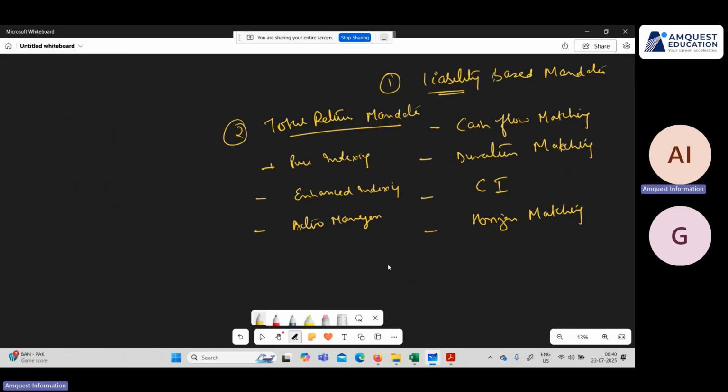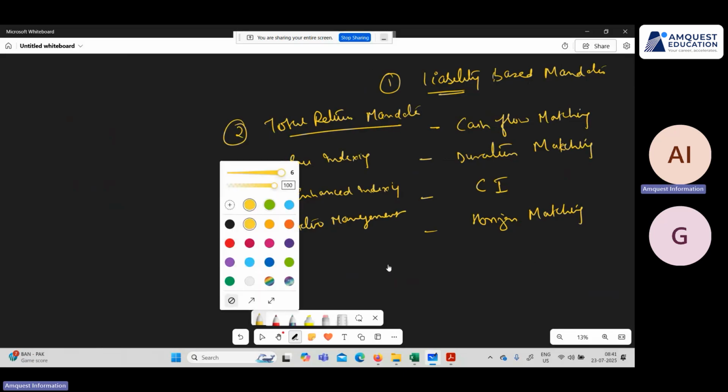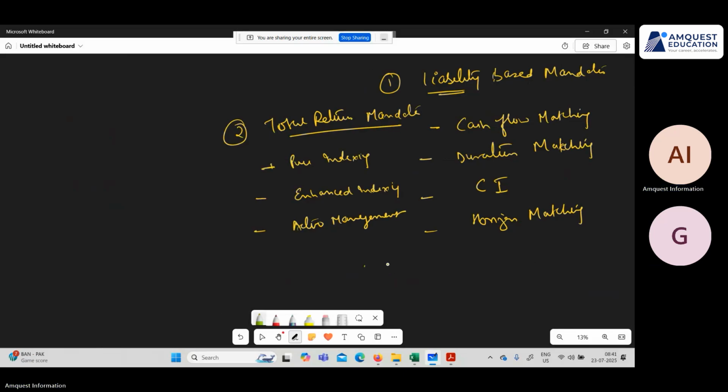Let's just look at each one of them one by one. Just 1 second. So cash flow matching, duration matching, contingent immunization, horizon matching. On a liability based portfolio, you have cash flow matching, duration matching, contingent immunization, and horizon matching. In terms of total return mandates, you have pure indexing, enhanced indexing, and then active management. Okay. Let's look at them one by one.